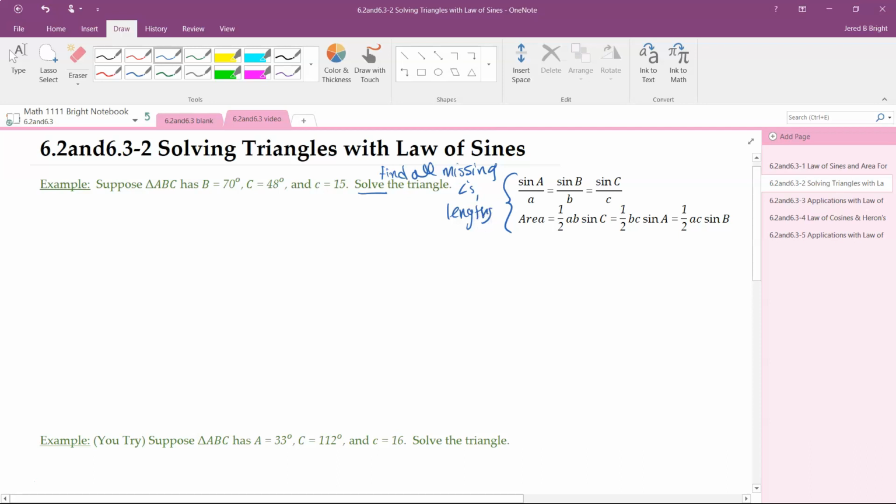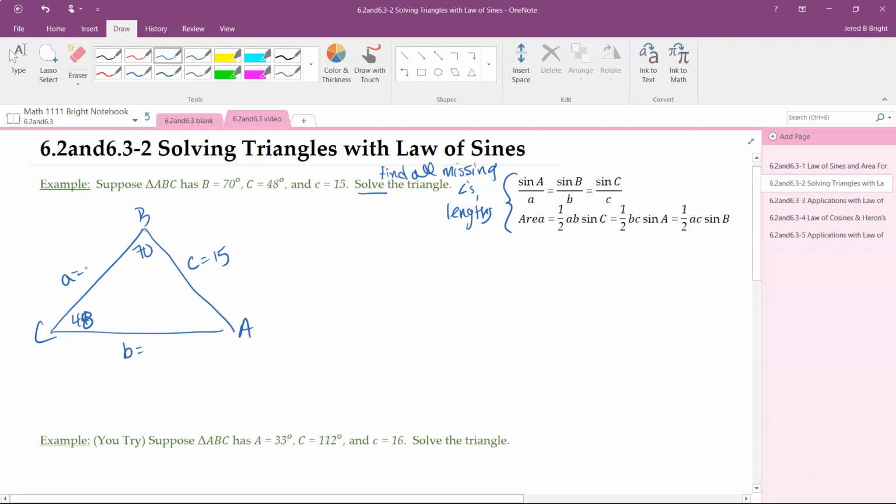I'm going to set up a generic triangle. I know that one angle is 48, another angle is 70. If I label this angle B, this angle C, and this angle A, then this is going to be side length c, which we know is 15. I need to find side length b, and I need to find side length a.